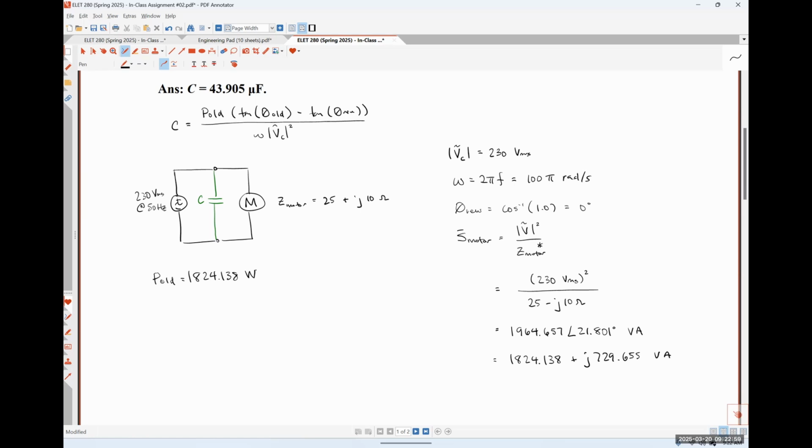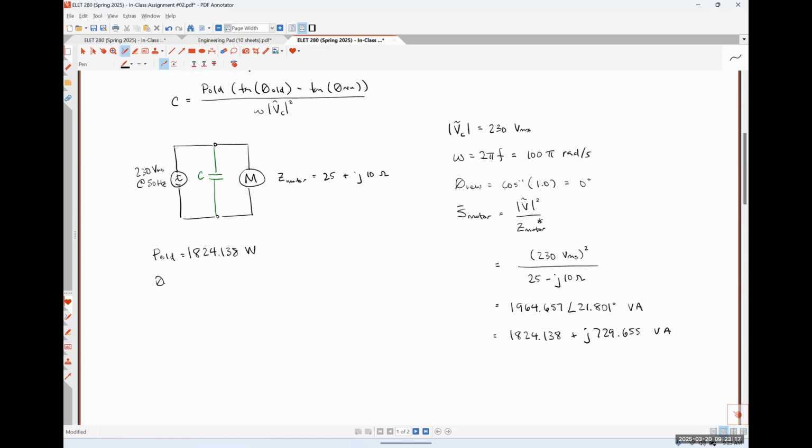How am I going to find theta old? Exactly right. It's just 21.801 degrees, 100%. 21.801 degrees is theta old. And so now I have all of the necessary information to just plug into my equation to calculate the value of that capacitor. So it's just plug and chug at this point, right?